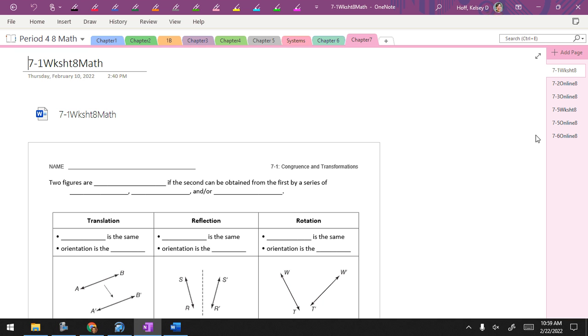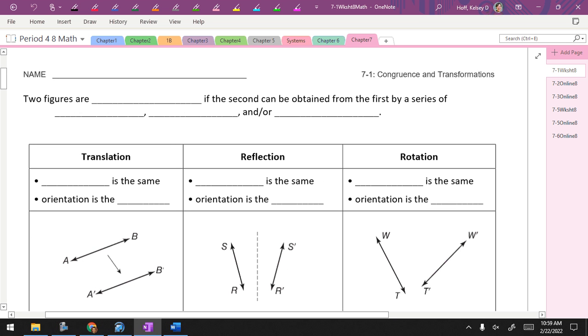Okay? All right, 7.1 is called congruence and transformations. Two figures are congruent. When we talked about congruence in chapter 6, we used this phrase that said same shape, same size. Very good. Same size, same shape means they are congruent. Okay, so two figures are congruent if the second can be obtained from the first by a series of what transformations can be used where they end up the same size and the same shape.